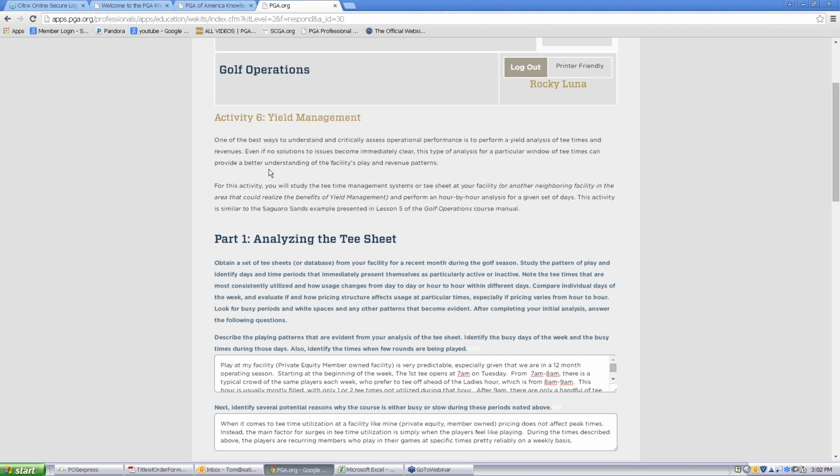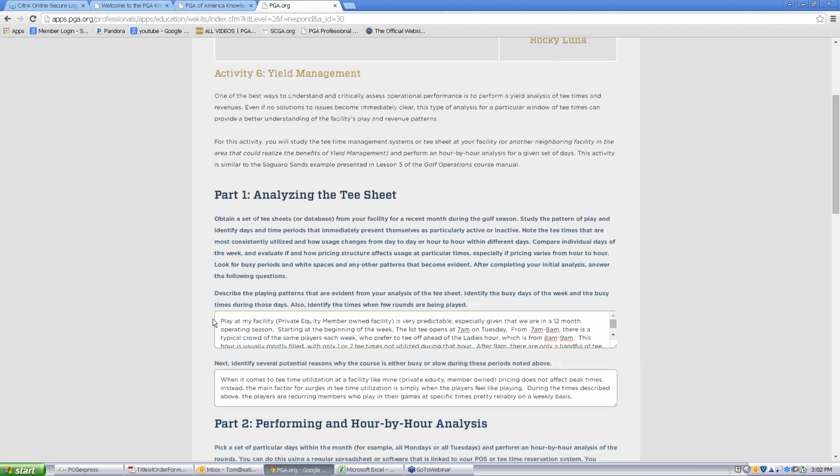So here are the questions we're going to look at. Describe the playing patterns that are evident from your analysis of the tee sheet. Identify the busy days of the week and busy times during those days. Also identify the tee times when few rounds are being played. So our apprentice here doing his work, here's what he said.